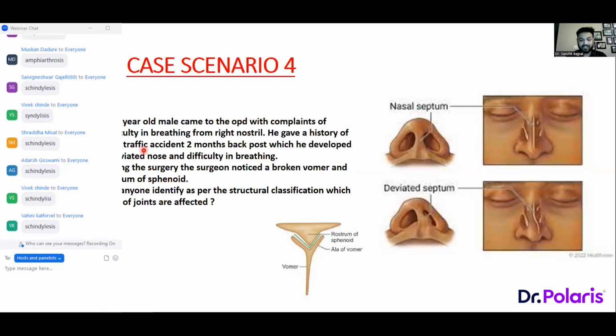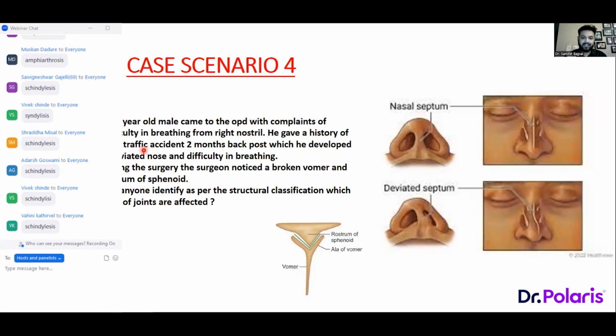Right answer. Congratulations to you. It is syndesmosis. But can you tell me what type of joint syndesmosis is? It is a fibrous type of joint. Correct. One bone fits into the other bone like a socket. Correct. So it comes under sutures. Fibrous, suture, syndesmosis.